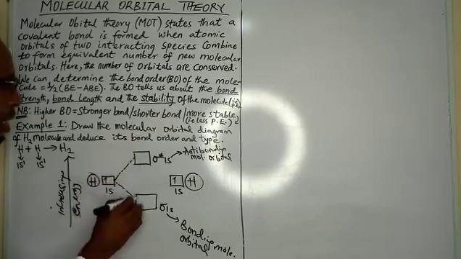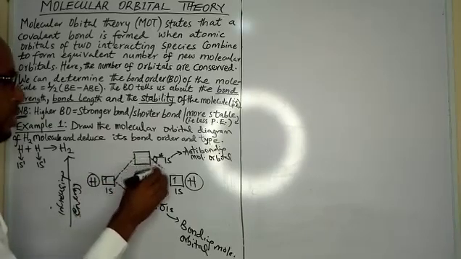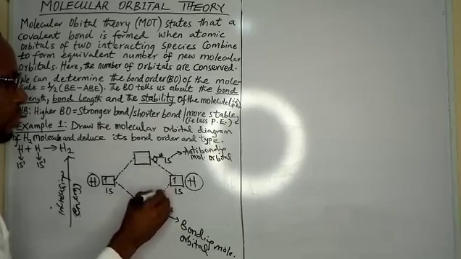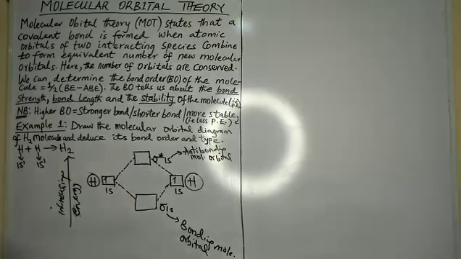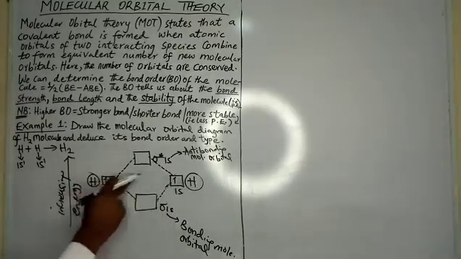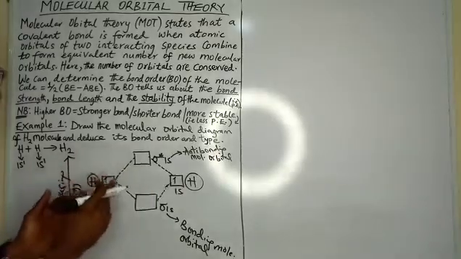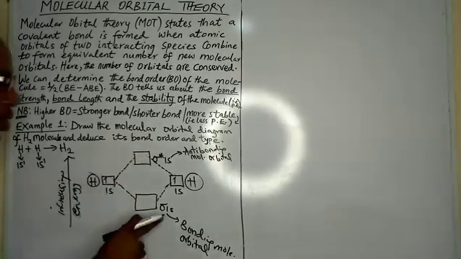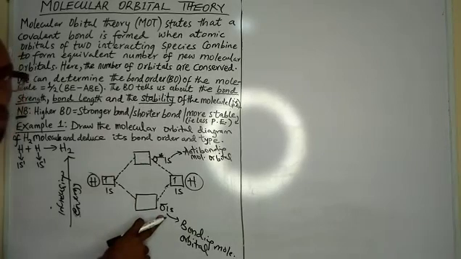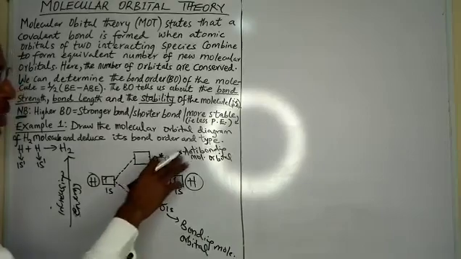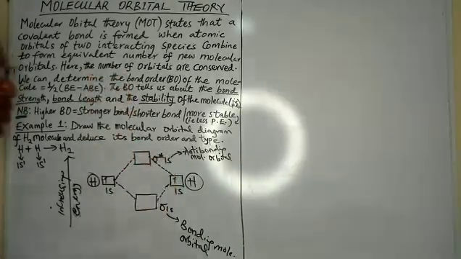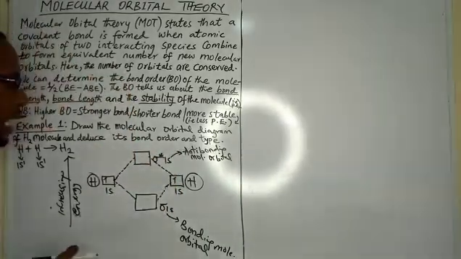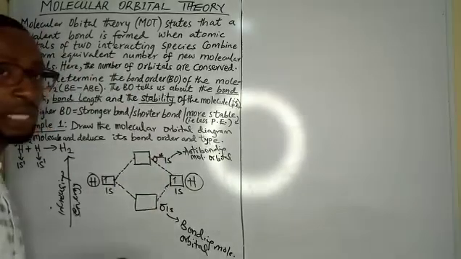Okay, use a dotted line to join this to this. Use a dotted line to join this to this, and use a dotted line to join this to this. So two atomic orbitals combine or overlap to make two molecular orbitals. One is called the bonding molecular orbital, containing the bonding electrons, while the second one, the higher energy one, is called the anti-bonding molecular orbital. Okay, and those ones contain the anti-bonding electrons.